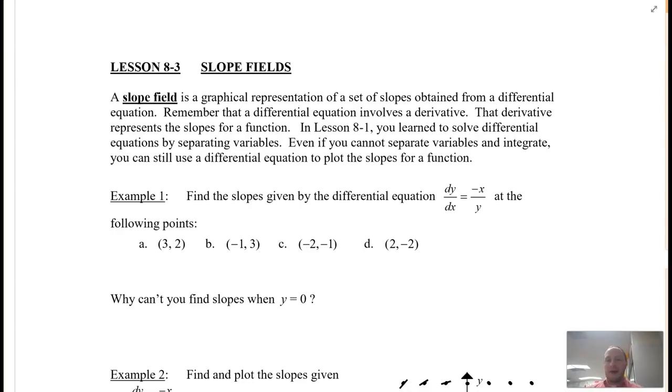Well, we know that there can be multiple slopes or just a particular slope for one certain type of function, depending upon the derivative that we take. Even if you cannot separate variables and integrate, you can still use the differential equation to plot the slopes of a function.